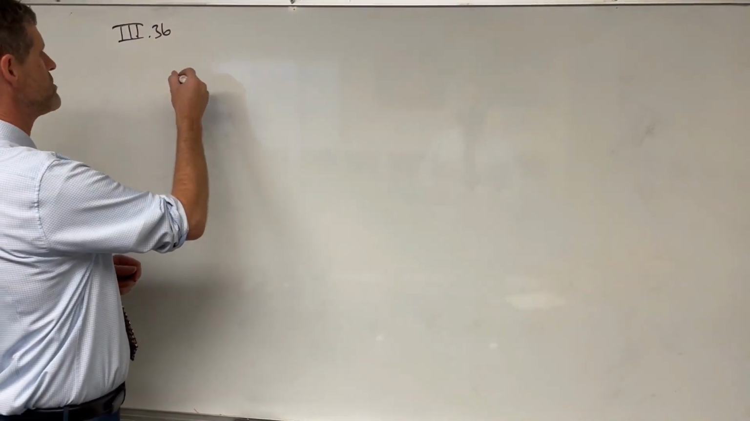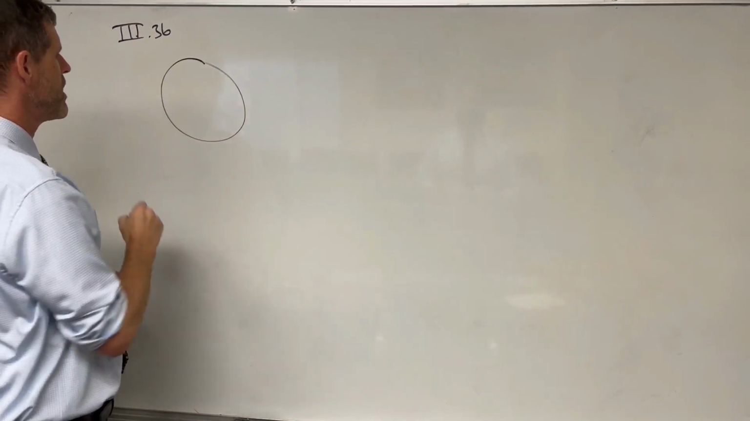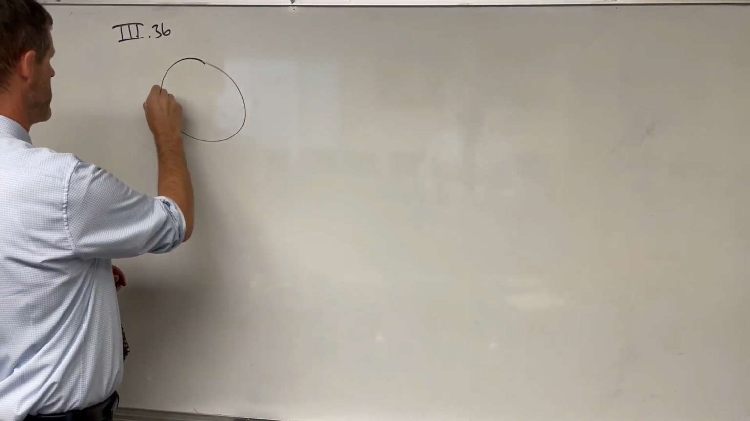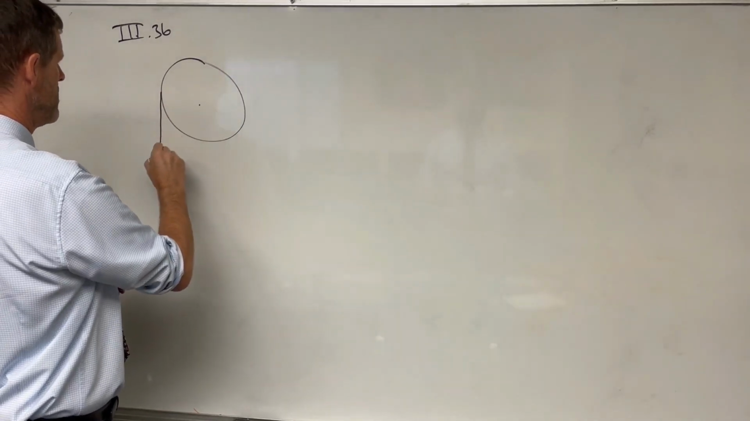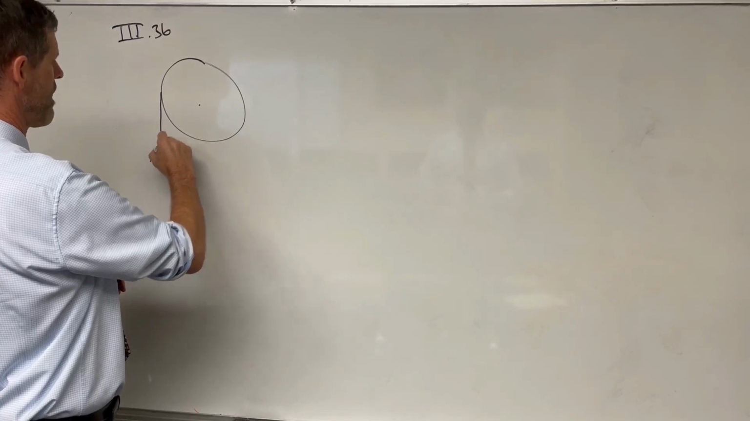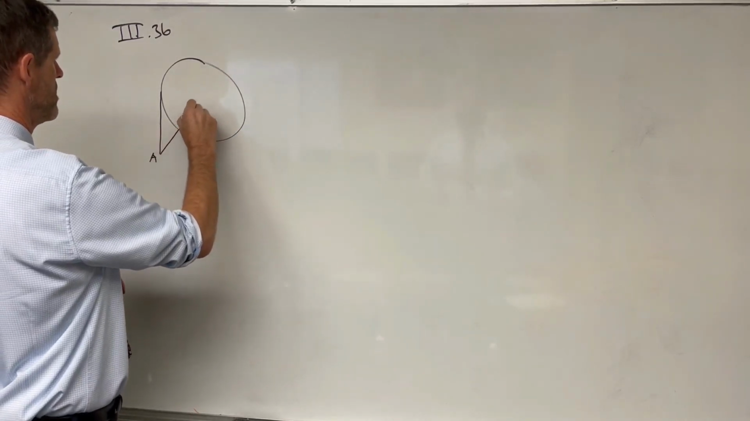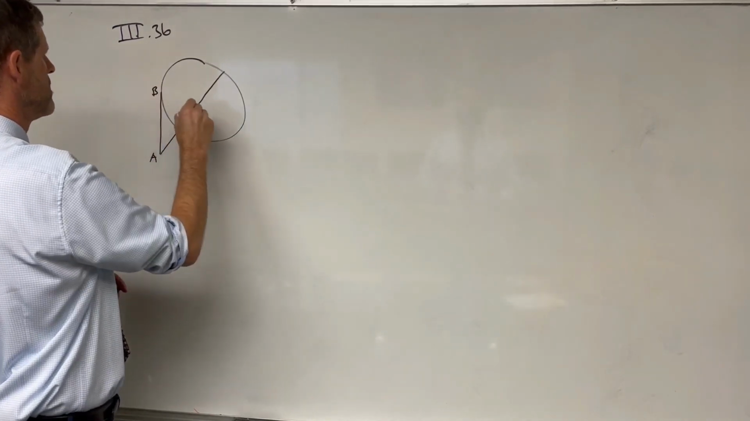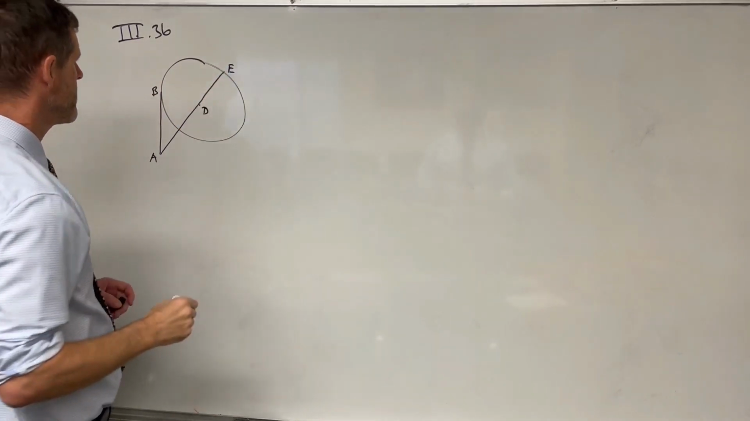Euclid breaks this down, he's got two pictures, into two cases. Case one, we have our point outside the circle, we'll call it point A. And from that point A, we've got a line which cuts the circle, but it's going to cut through the center. That's our case one, that it cuts through the center. And we've got D and E.